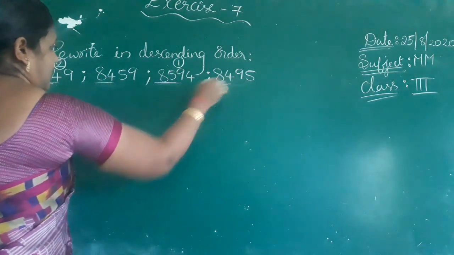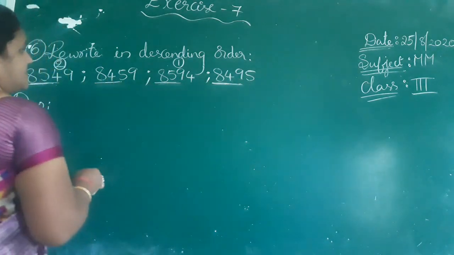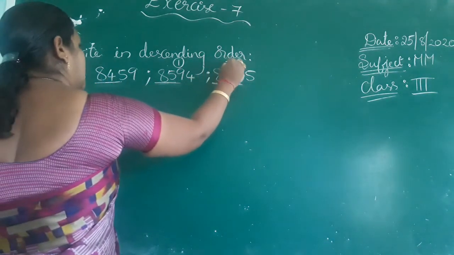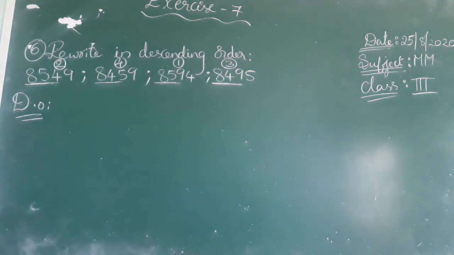8400s, here 8400, both are same. 845, 849. So 49 comes first and then 45. Now after giving the numbering, first you have to write them in descending order. How will you write them? Based on the order given, you have to place the numbers in descending order.